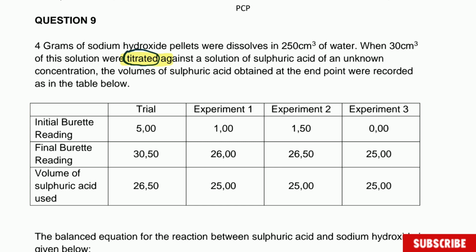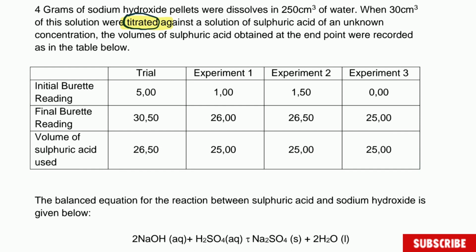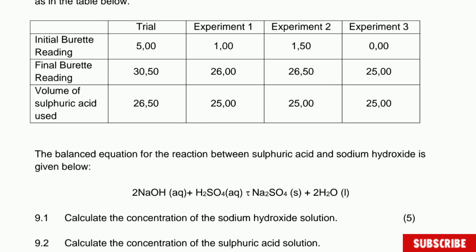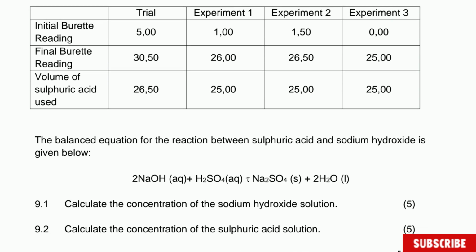Now, the volume of sulfuric acid obtained at the end point was recorded as in the table below. And here's a table with all the recordings of the experiment. Then furthermore, the question says the balanced equation for the reaction between sulfuric acid and sodium hydroxide is given below. A note here is that the symbol that you see here is a mistake from the computer when it was converting the process. That is an error there.